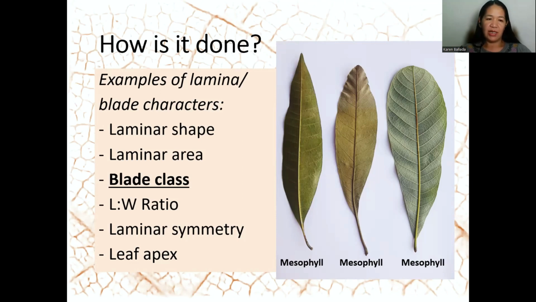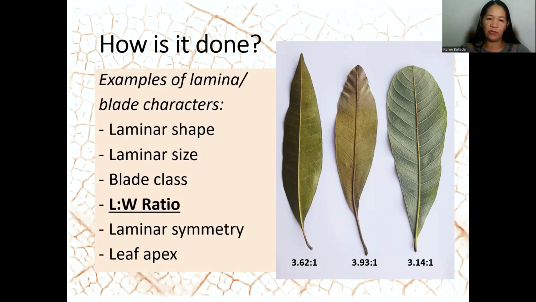The other one, the smallest category or blade class, are leptophyll, and then followed by nanophyll, microphyll, notophyll, and then you have there your mesophyll. The bigger ones are macrophyll, and the largest ones are actually megaphyll. Okay, so those are the different blade classes.